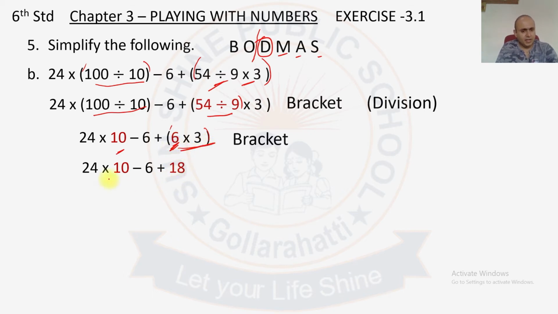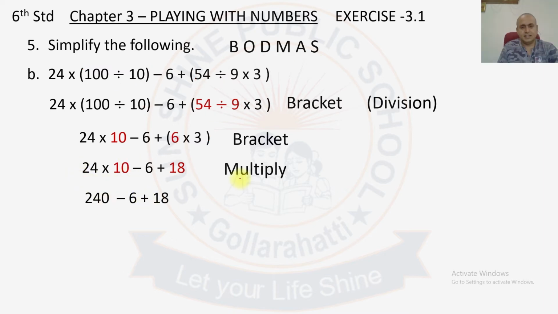And now here we got multiplication, subtraction and addition. There are three operations, so you have to multiply first. According to BODMAS you have to multiply 24 into 10, that is 240, and write the remaining minus 6 plus 18 as it is. You have to multiply these two numbers and write down 240. Next is addition and subtraction.